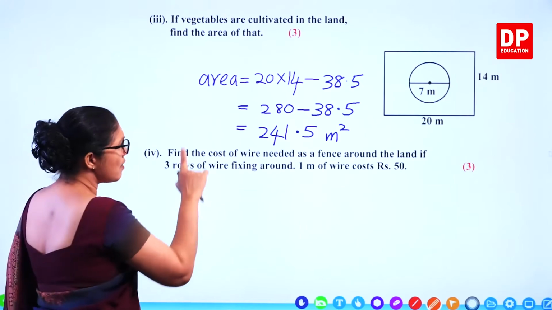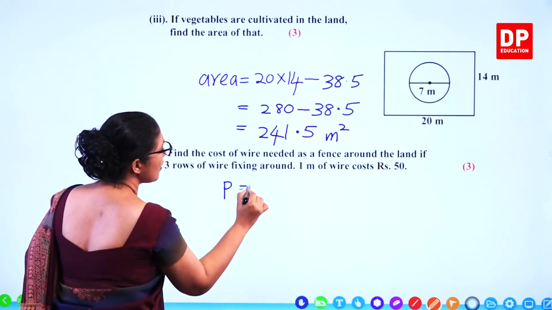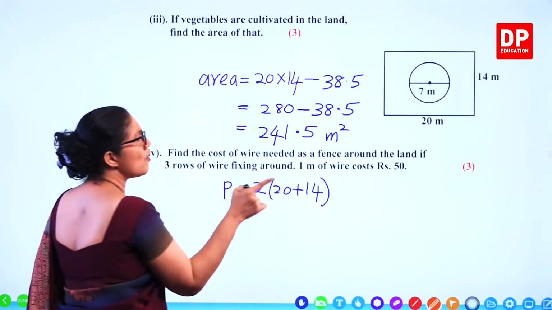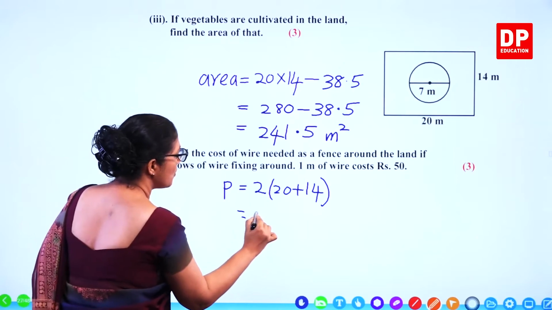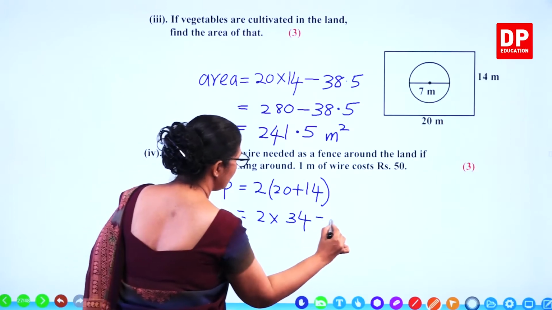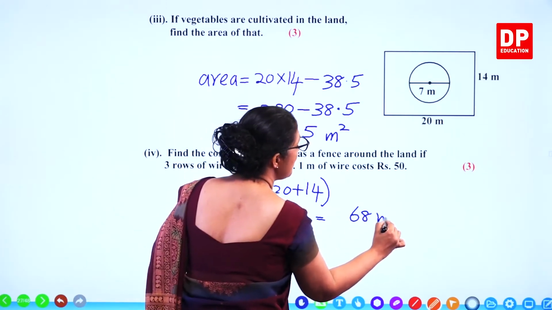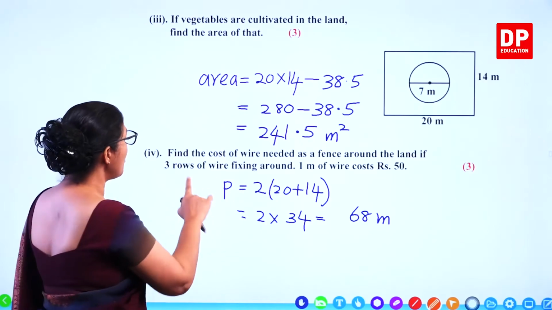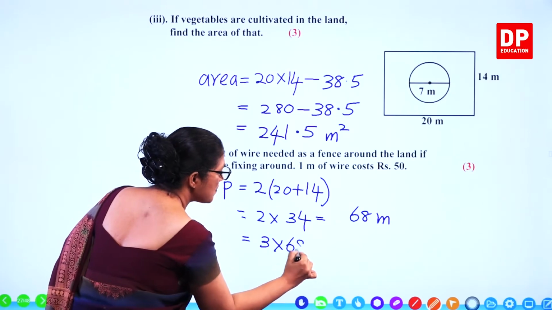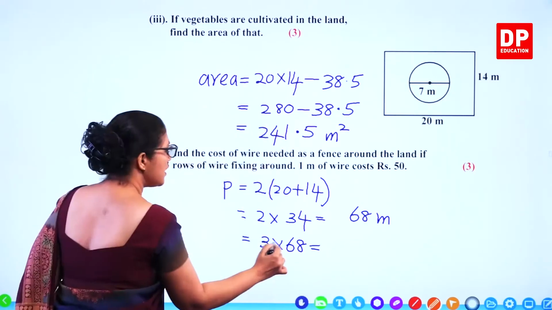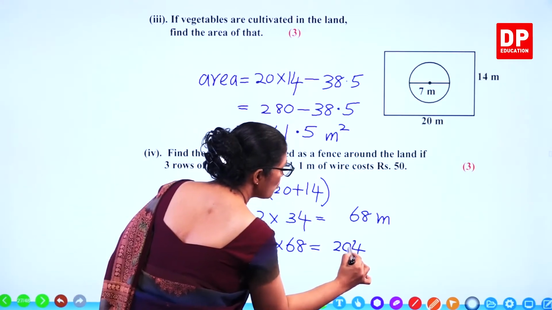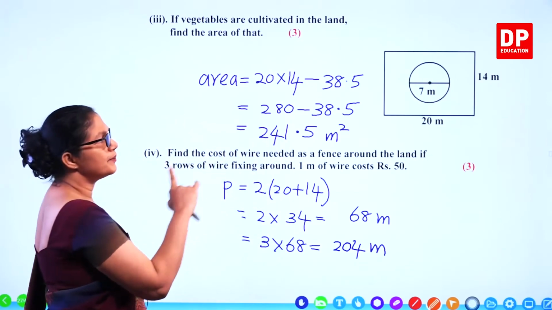So what's the perimeter of the land? 2 times 20 plus 14. Double of length, double of width. You get 2 times 34, 68 meters. But we need 3 rows of wire. So multiply by 3. 3 times 68. Altogether we need 204 meters of wire.